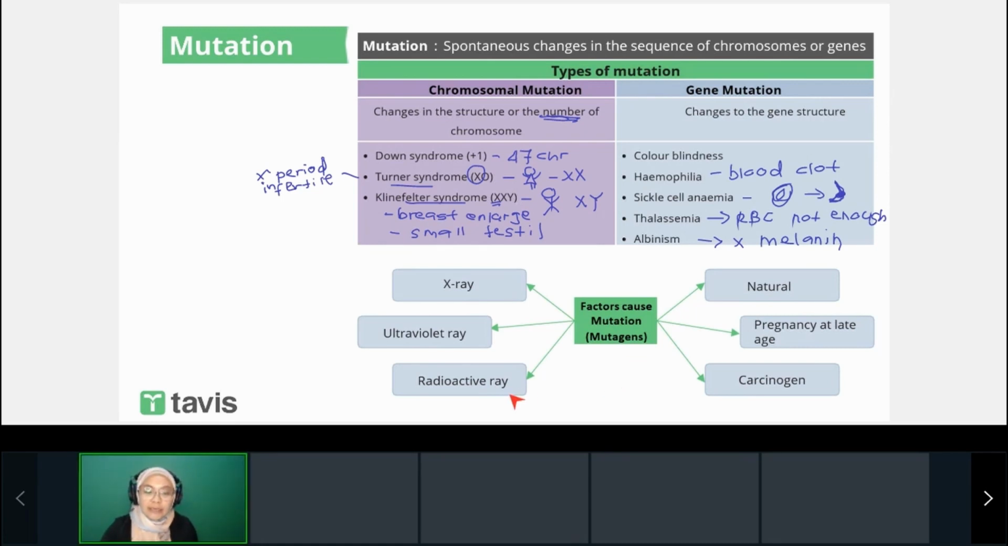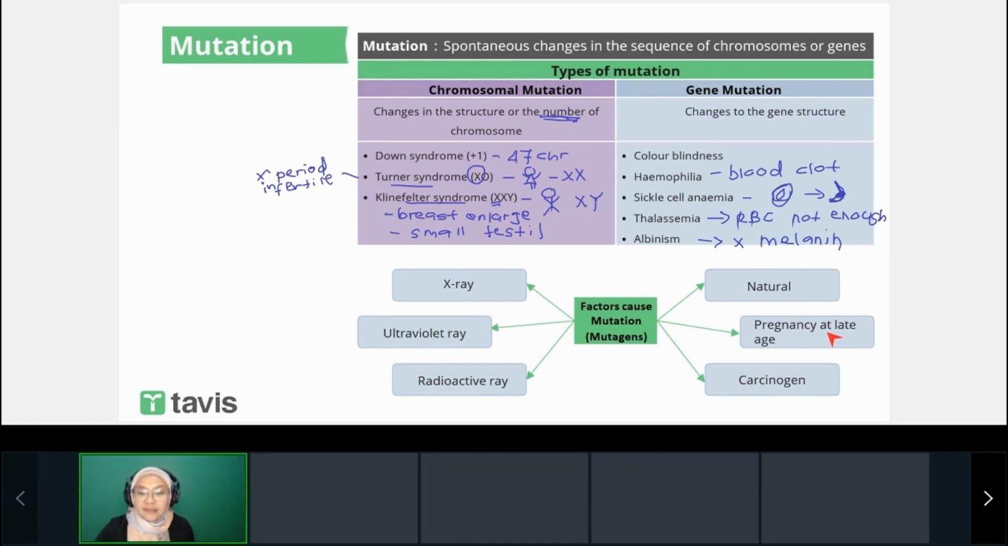It will kill a cancerous cell as well as the healthy cell. That's why someone undergoing chemotherapy or radiotherapy will have lots of side effects. Okay, natural genetic factors. The mother has a mutation such as color blindness. So then the offspring should have the probability to get that kind of mutation as well.